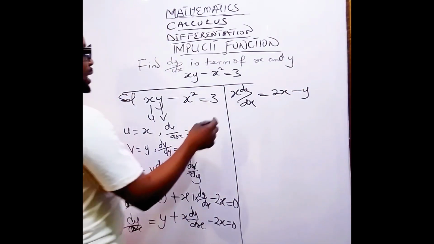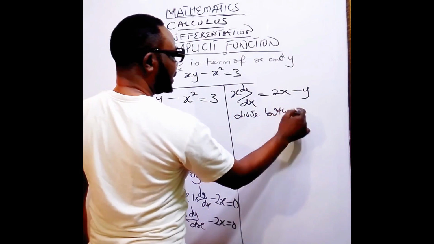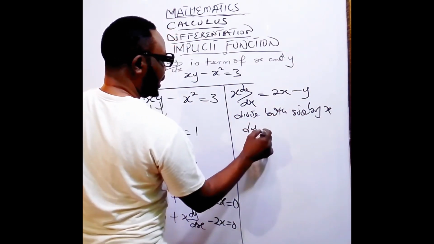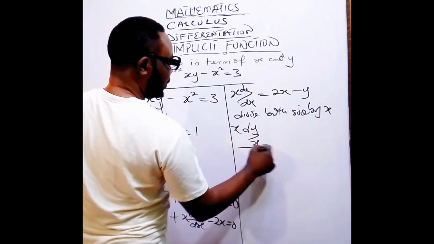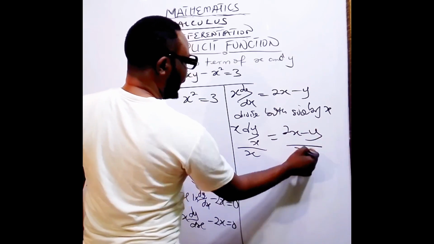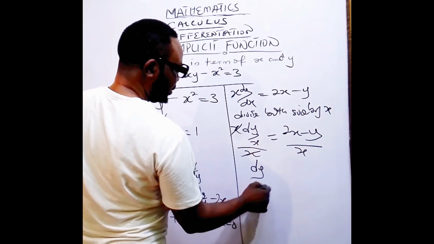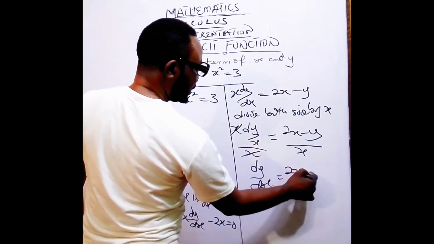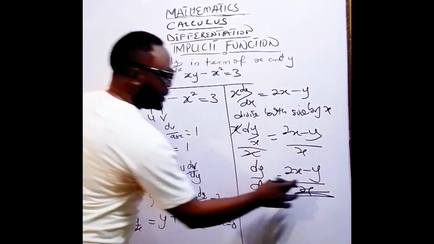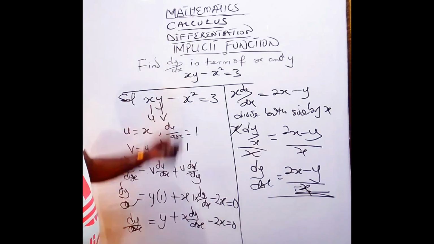So at this stage, I can now say divide both sides by x. We have x dy/dx over x is equal to 2x minus y over x. So we're going to have this x cancel each other. The dy/dx now will be equal to (2x minus y) all over x. That is the final answer, (2x minus y) over x. That is the final answer to this question.